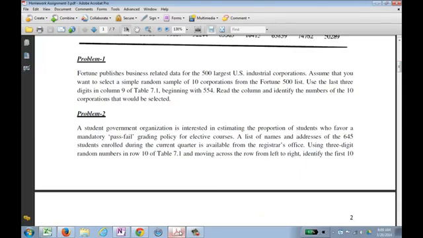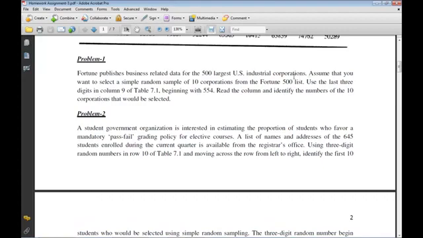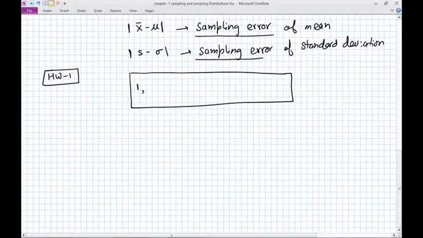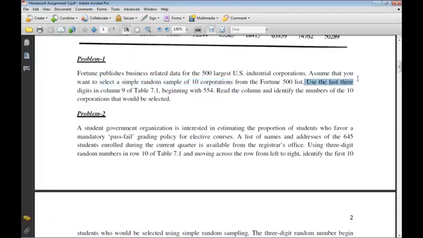Fortune publishes business related data for the 500 largest US corporations. Assume you want to select a simple random sample of 10 out of 500. The companies are numbered 1, 2, 3 up to 500, and we want to take a sample of 10. Now use the last 3 digits in column 9 in the upper table, starting with 554.